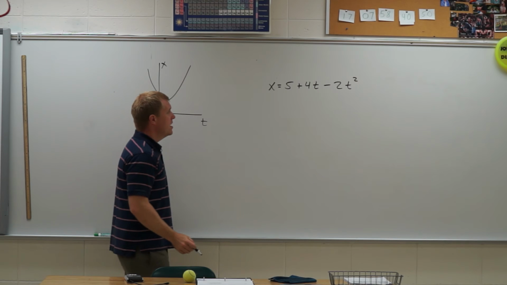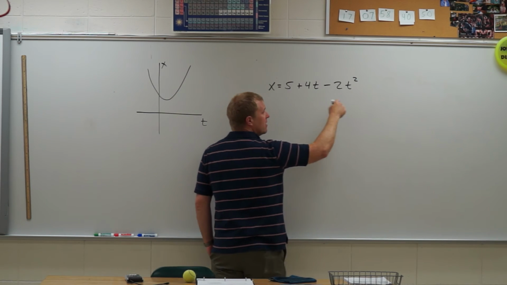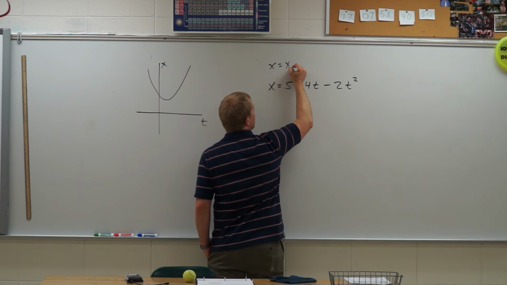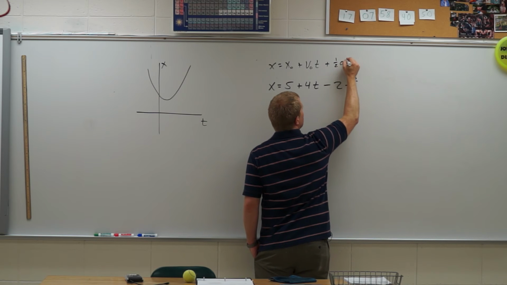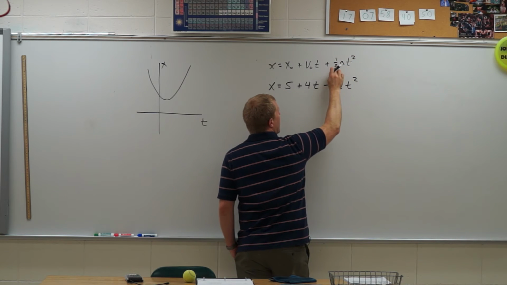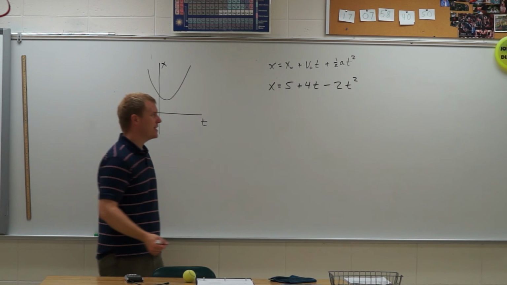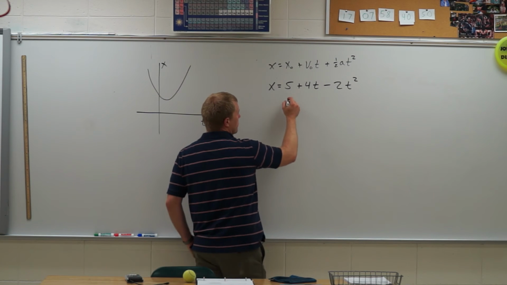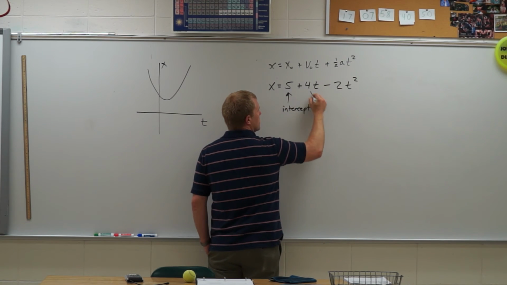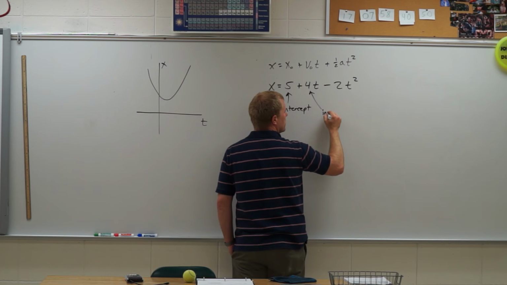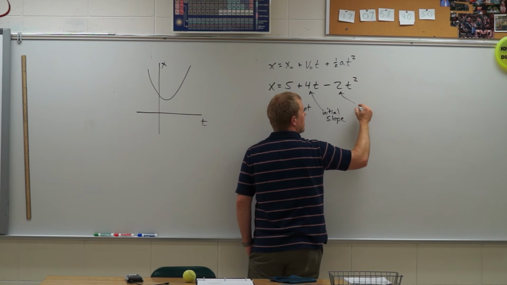equation with a graph, is I like to think about what these terms are. And this looks a lot like our equation number 2, x equals x naught plus v naught t plus 1/2 at squared. And so half the acceleration is going to be -2, so the acceleration is actually -4. So this tells me about the intercept. This tells me about the initial slope. And this tells me about the concavity.